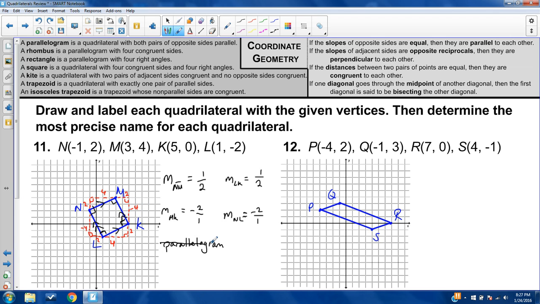It is a parallelogram, but more specifically, I should be identifying this as a rectangle because all angles are right angles. They're all congruent. Okay? Now, don't just say square immediately. We don't yet know all sides are congruent.